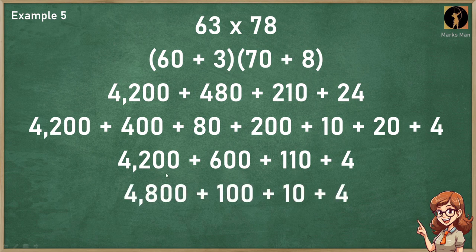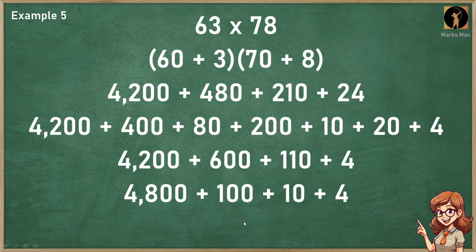Next, 4,200 plus 600, that is 4,800. And if you separate 110 into each digit value, the number 1 here has a value of 100 and the value of another 1 here is 10. And then you don't need to write the value of 0 here. And then you just need to rewrite 4.